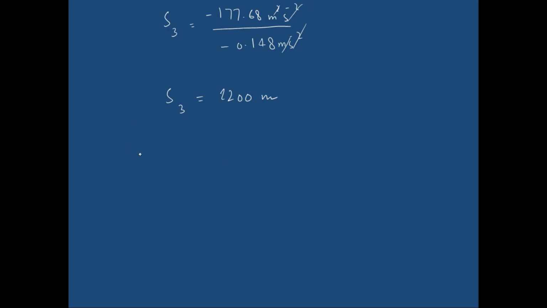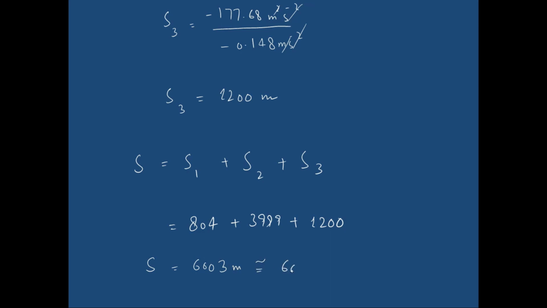Now to calculate the total distance, S is equal to S1 plus S2 plus S3. So S1 is 804, S2 is 3999, plus 1200. Journey S is equal to 6003 meters, approximately 6000 meters.